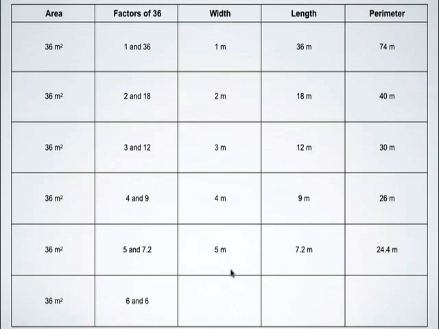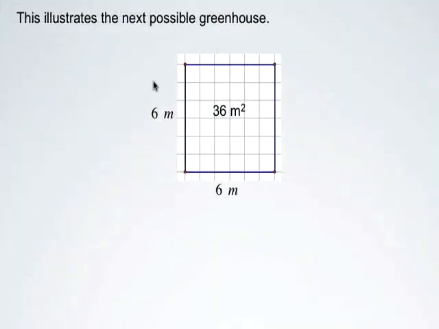Our last situation we're going to take a look at is when we have 6 being the width and 6 also being the length. Remember, 6 times 6 gives us 36, and we'll be able to calculate the perimeter for this rectangle. Now you can see when we have a rectangle that has a width of 6 and a length of 6, we actually have a square. So this square has an area of 36 meters squared. And let's figure out what the perimeter is going to be when we have a 6 by 6 square.